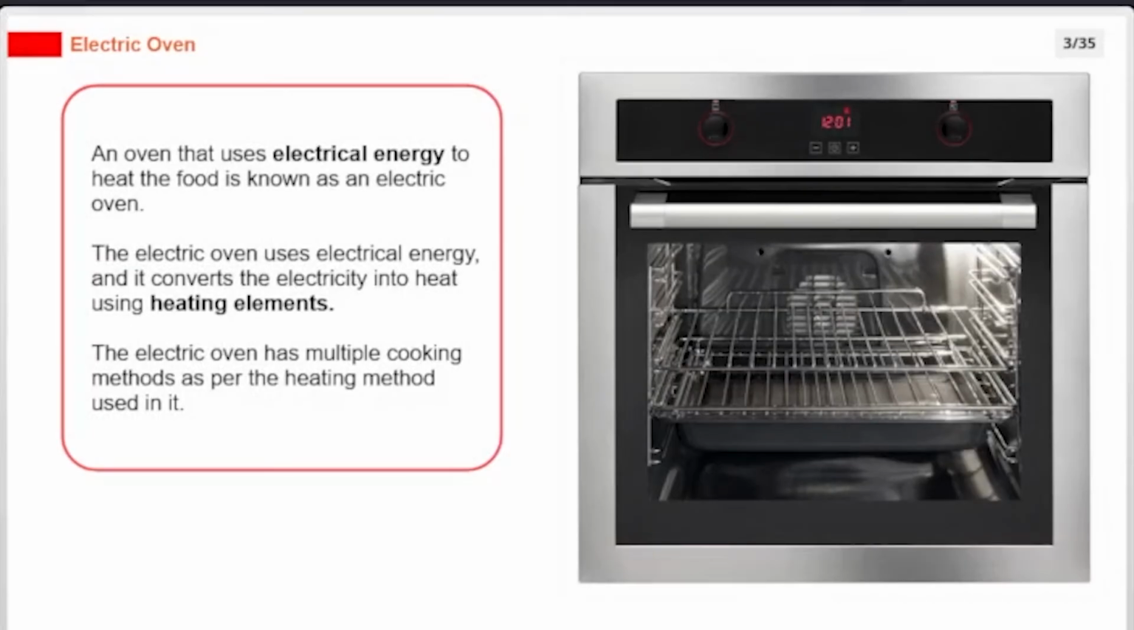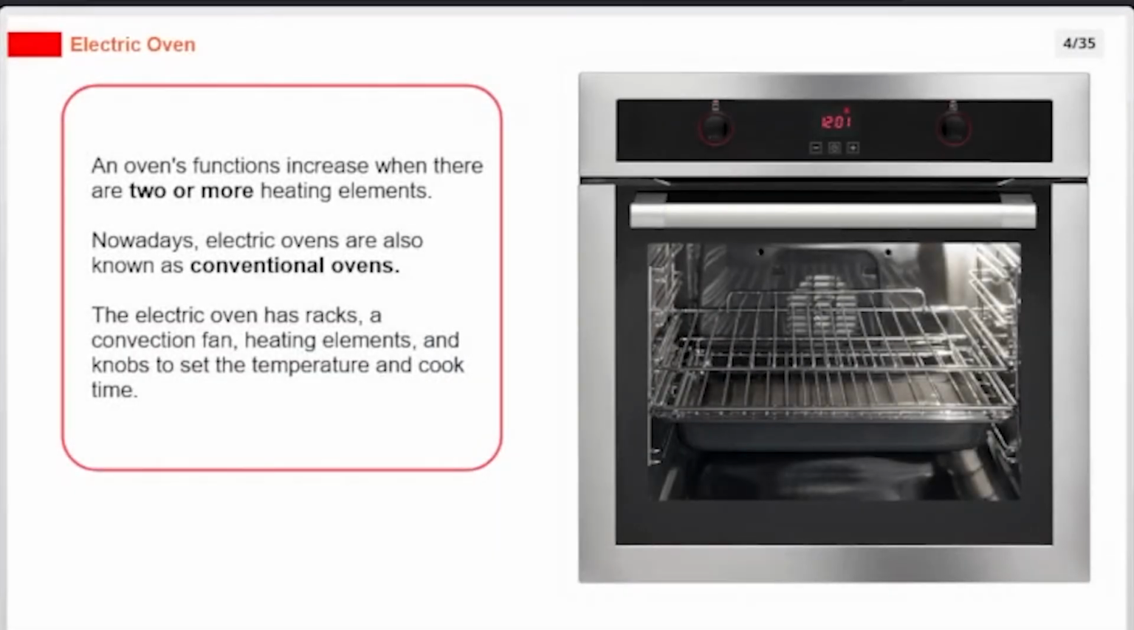An oven that uses electrical energy to heat the food is known as an electric oven. The electric oven uses electrical energy, and it converts the electricity into heat using heating elements. The electric oven has multiple cooking methods as per the heating method used in it.